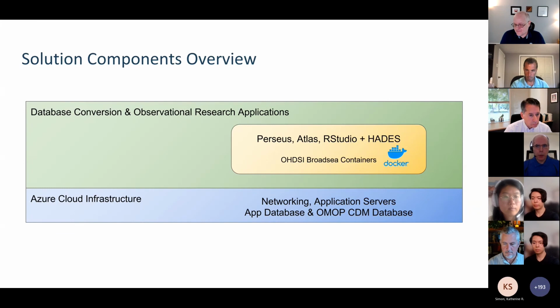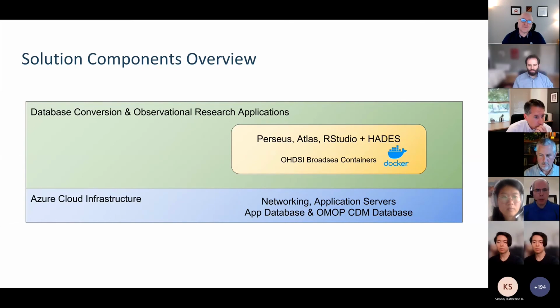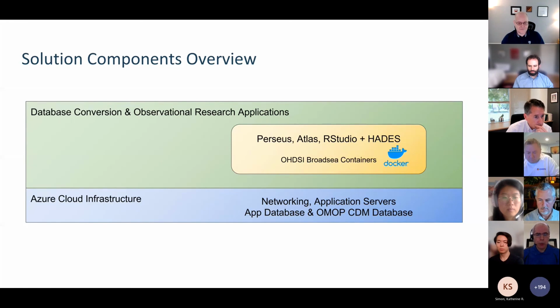So we saw Perseus. Zach did a great demonstration of Perseus. I always enjoy seeing that. And so we have Atlas, RStudio, and Hades. I've got a couple of slides, a slide on each of those different pieces of software, just to give some background on what they are and what's provided as part of the solution. There are two aspects in deploying this. One aspect is to deploy the infrastructure on the cloud, and we have a couple of options for that. And then the other aspect is, how do we deploy all the software and all the different pieces and components that make up that software? So next slide.